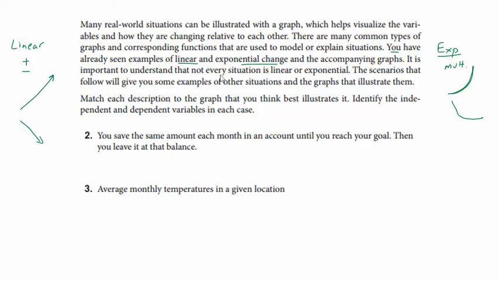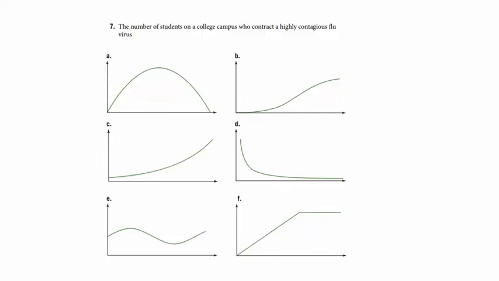All right, it's important to understand not every situation is linear or exponential. The scenarios that follow will give you some examples of other situations and the graphs that illustrate them. Match each description to the graph that you think best illustrates. Identify the independent and dependent variable in each case. So let's go through first and do the independent and dependent variable, and then the graph that we're matching it to is number 7, which is over here. It's all these graphs.